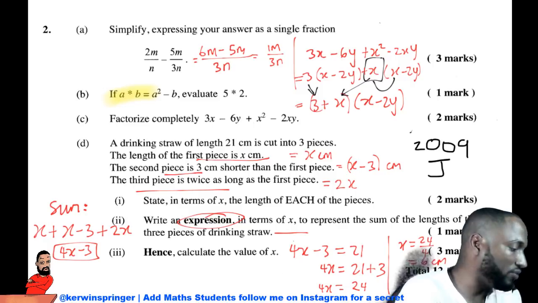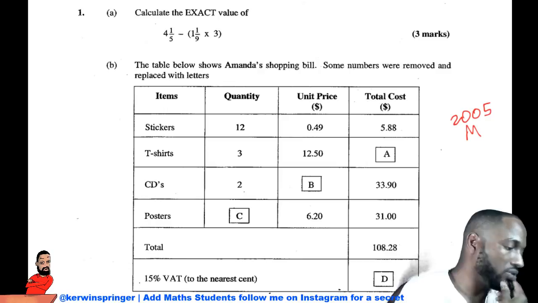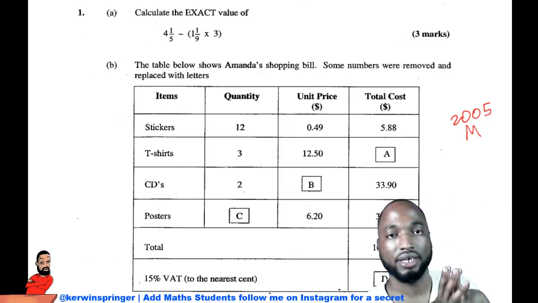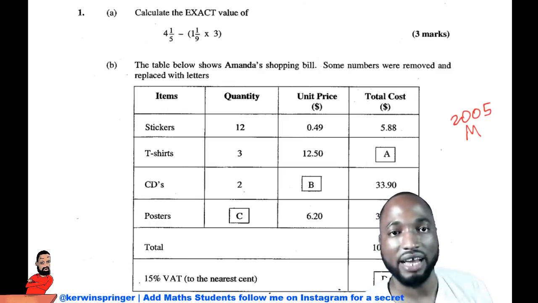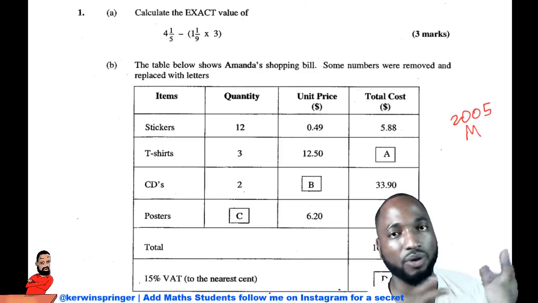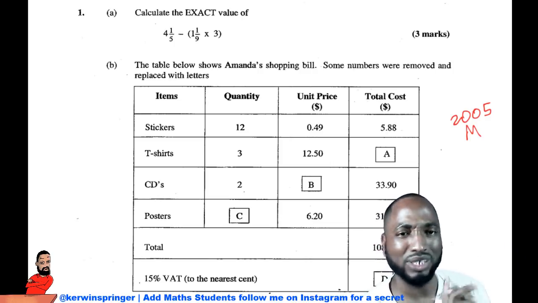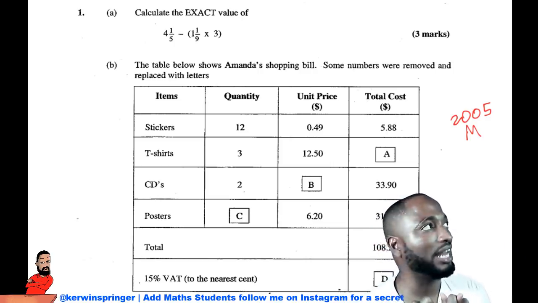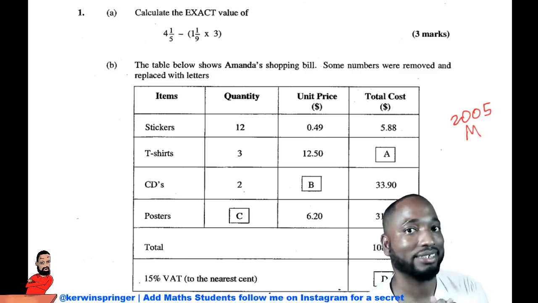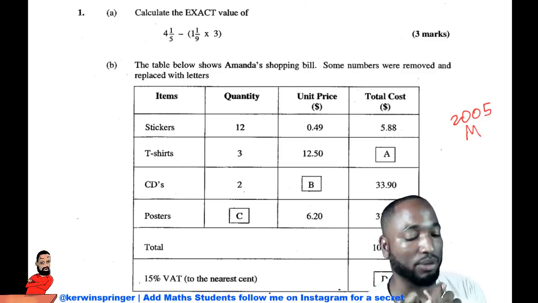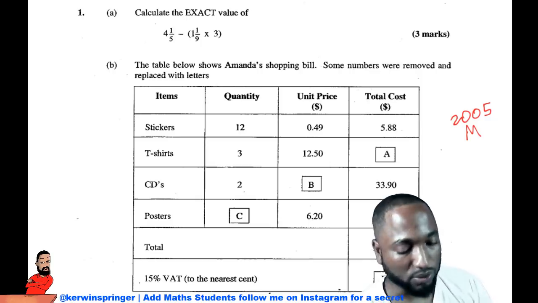Whew! That was 4 questions. So, this is 2005 May. Calculate the exact value. And as I said, what we're doing tonight is consumer arithmetic. This is question 1 and 2 in the paper. So this is like 2 tenths, 1 fifth, 20% of your paper here. Paper 2.